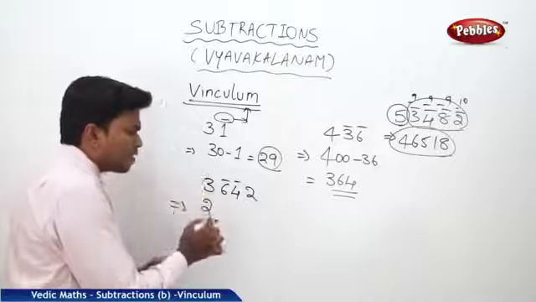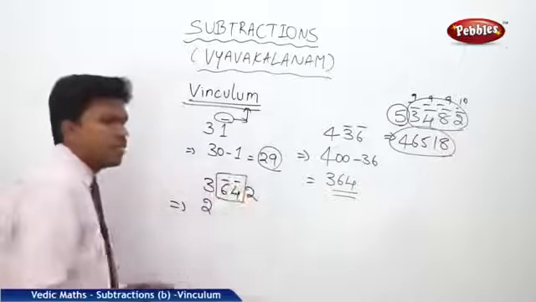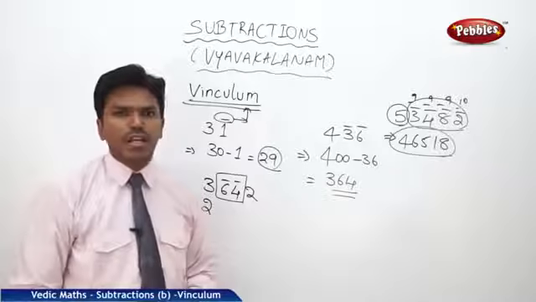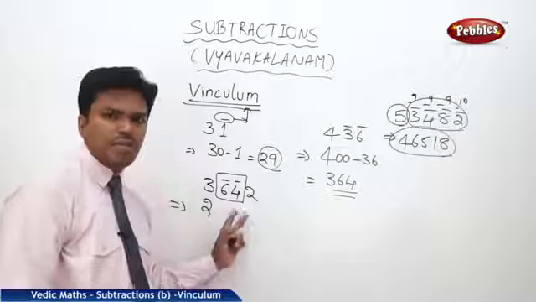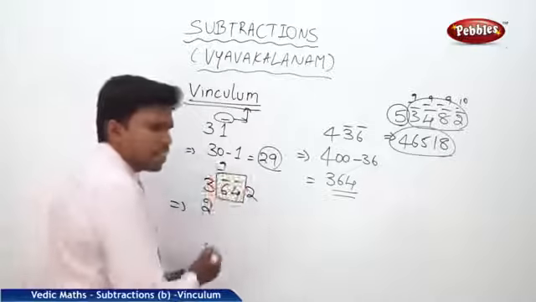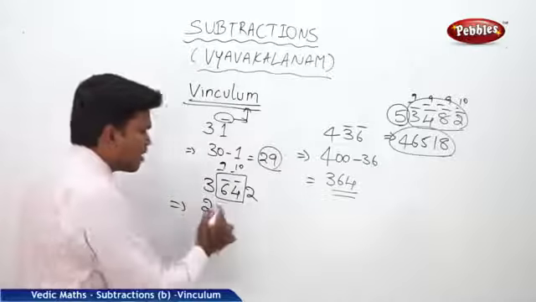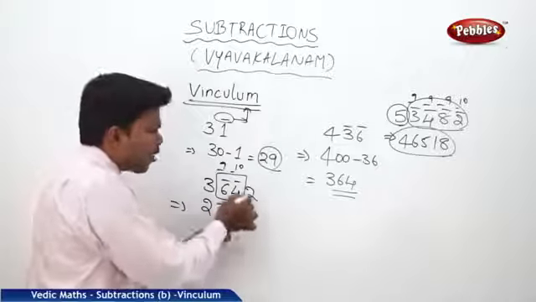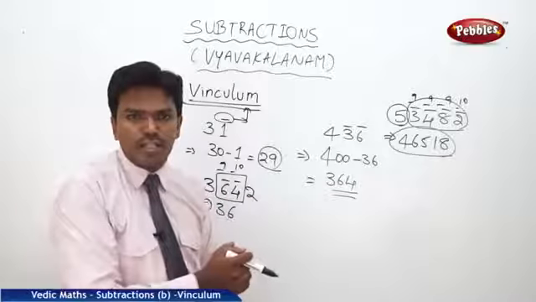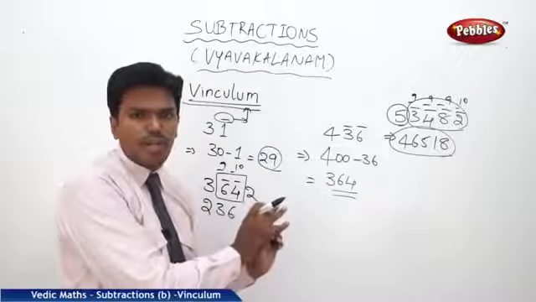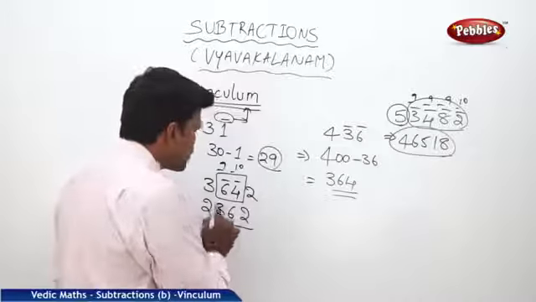2. But here the bar is only for 2 digits, that is 6 and 4. So apply all from 9, last from 10 for these 2 numbers. There are only 2 numbers. So for the first number it will be 9 minus 6, but for the second number it will be 10 minus 4. So how much will it be? 3 6. And drop this 2 as it is. Why? Because it doesn't have any bar on it, right? It is not a vinculum number. It is a normal digit only. So just drop it as it is. So your answer is this one.